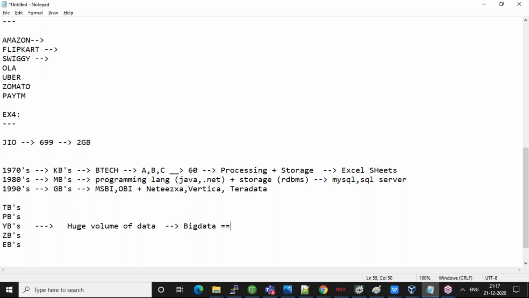What is the definition of big data? It's very simple. It's big plus data. That's it. Big data is a huge volume of data.